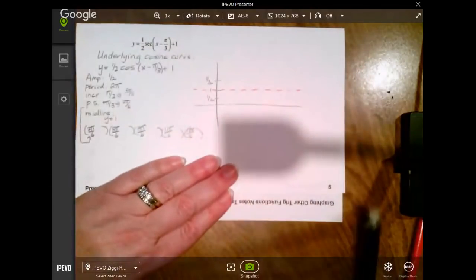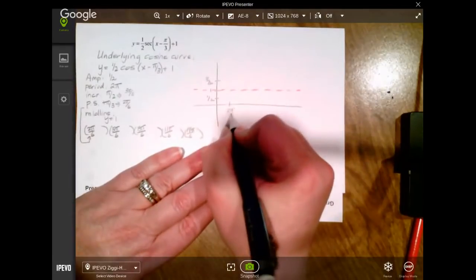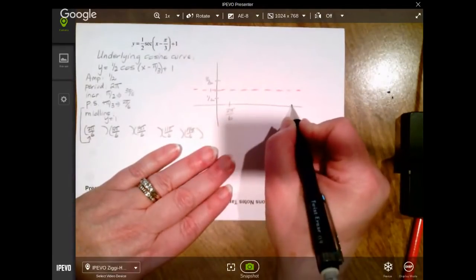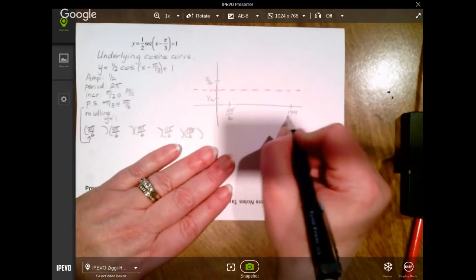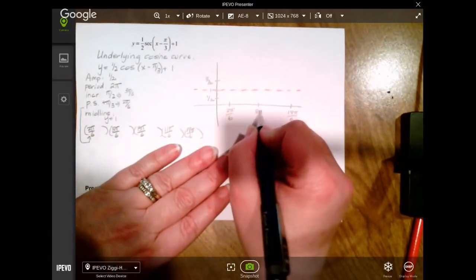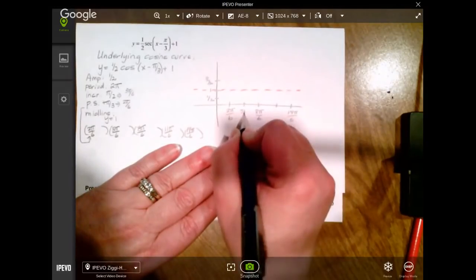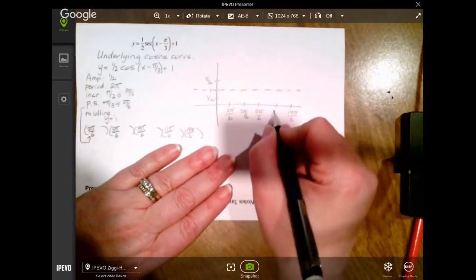Okay, and we're starting at 2 pi over 6, so we're going to put 2 pi over 6 here. And then we're going to end at 14 pi over 6. Halfway looks right about here, so that'll be 8 pi over 6. And then halfway and then halfway. Let's see here, that's 5 pi over 6 and 11 pi over 6.